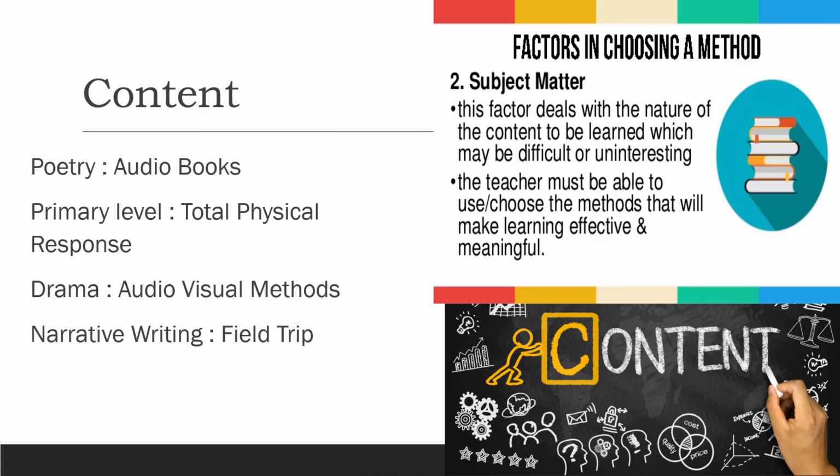And it also depends on the content that you are teaching. For example, if you're teaching poetry, you can use native speakers' recitations, poetry recitation in the form of audiobooks. Similarly, if you're teaching English to primary level students, then total physical response really helps, because these students learn through imitation. They copy the teacher and that retains in their memory.